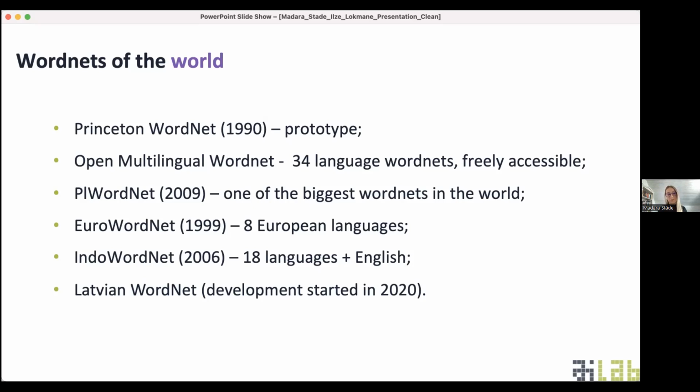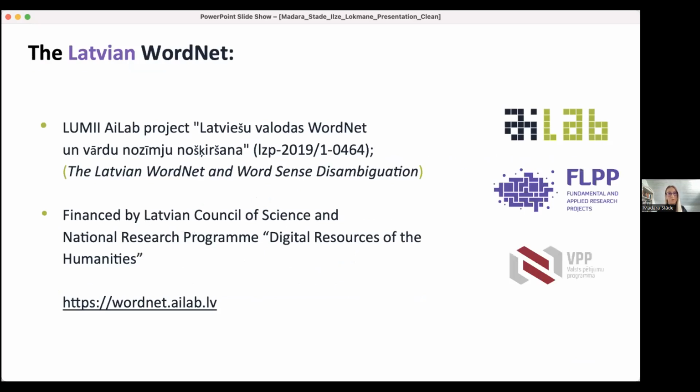And this is a great example how we can break down those barriers between regional languages in larger or smaller countries by using WordNet. And so these are just some of the reasons why we are so excited to join this community of WordNets by our own Latvian WordNet, the development of which started in 2020. And my colleague, Professor Lokmane, will tell you more about the Latvian WordNet specifically.